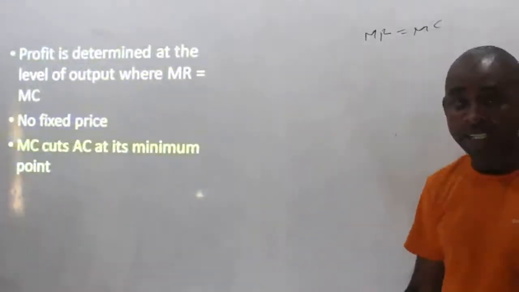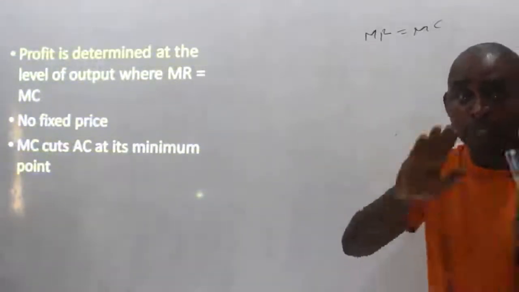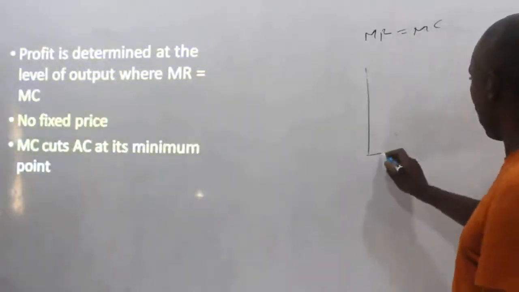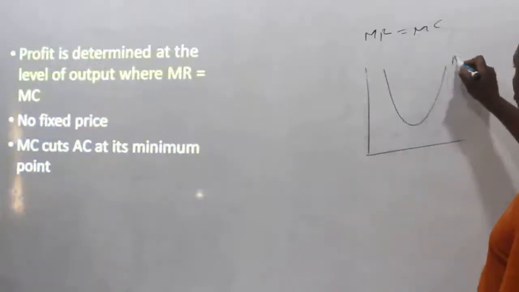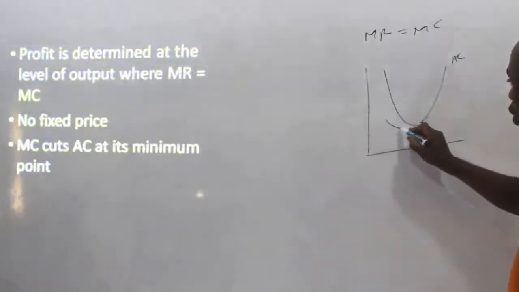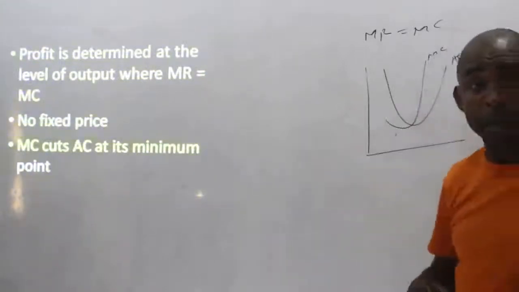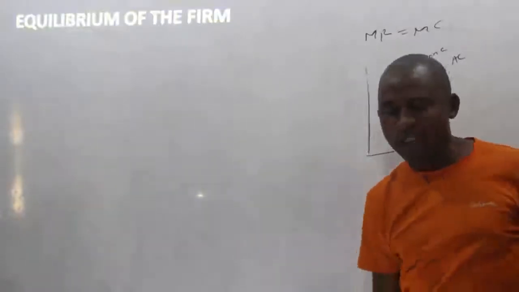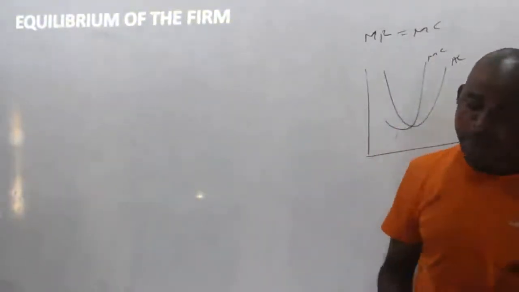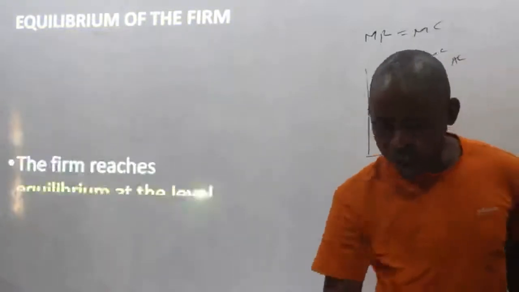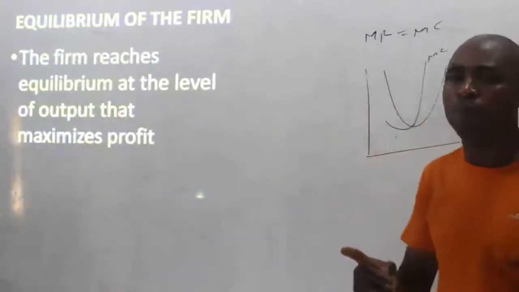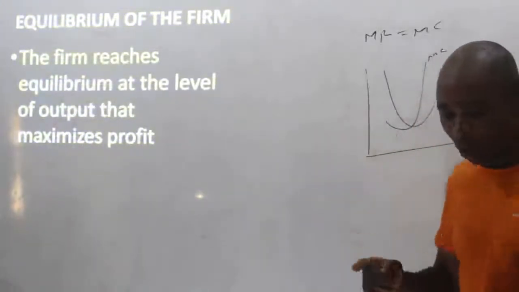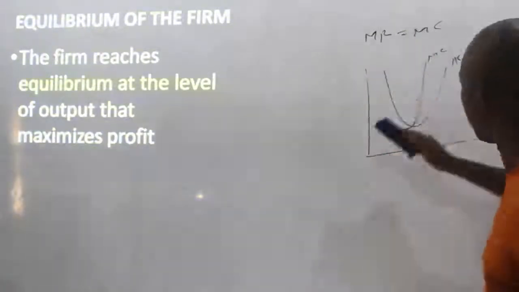Now, the marginal cost cuts the average cost from the minimum, the same thing like I told you when I treated perfect competition. We have our average cost here. The marginal cost cuts it from the what now? Minimum. The same condition applies here. So let's look at the equilibrium of the firm now. The firm reaches equilibrium at the level of output that maximizes profit. I repeat again, the firm reaches equilibrium at the level of output that maximizes profit.